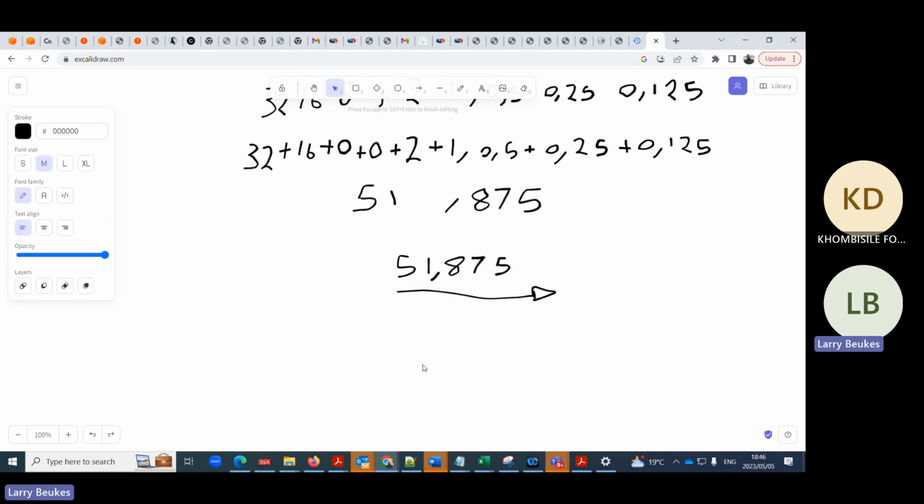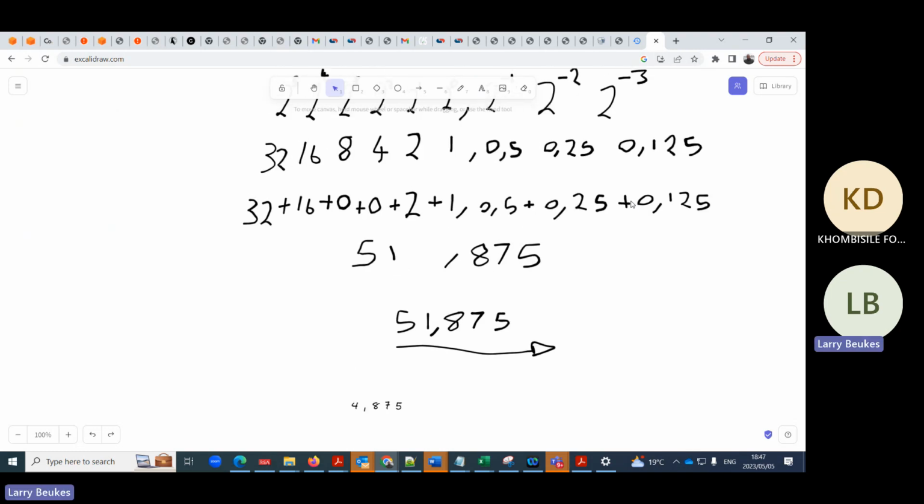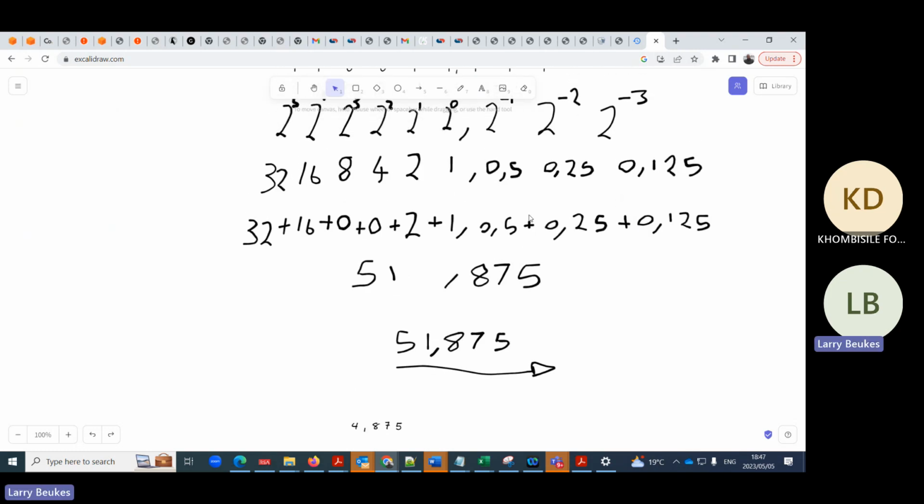Okay. So now you're saying, let's do something easy. If you had 4,875, and then they say convert this to binary, right? Yes. If you had this, this is what you do. So it's basically this in reverse order, right?